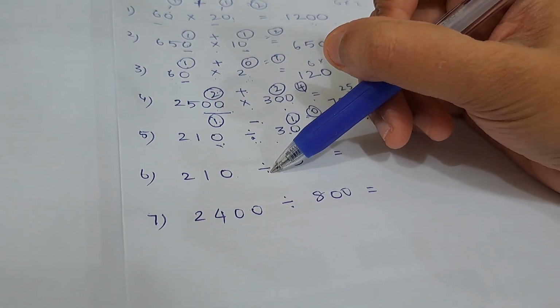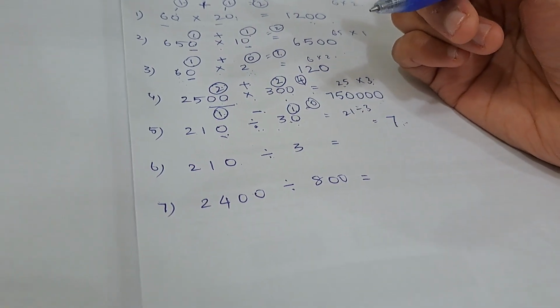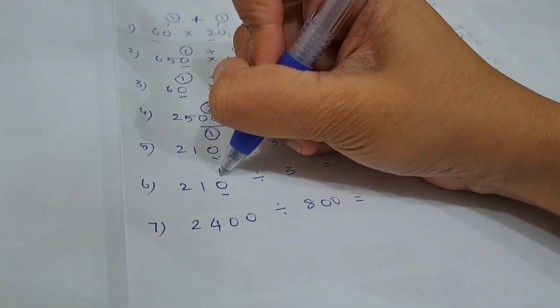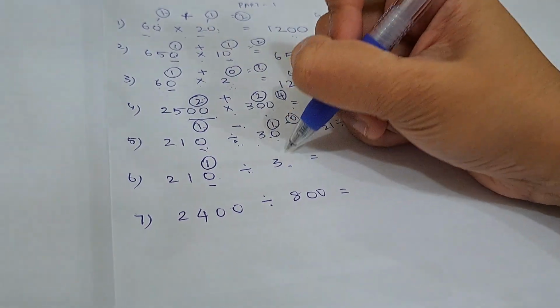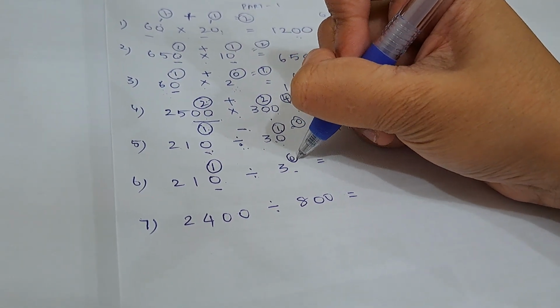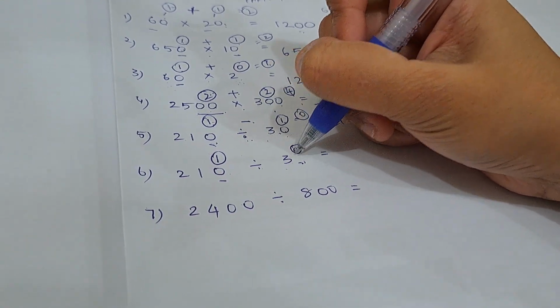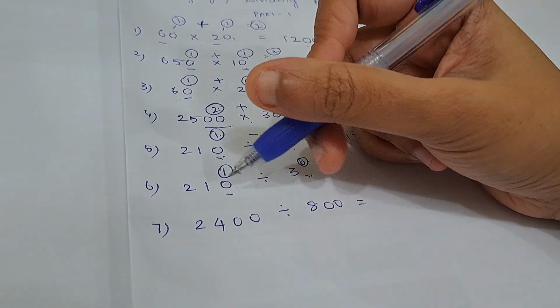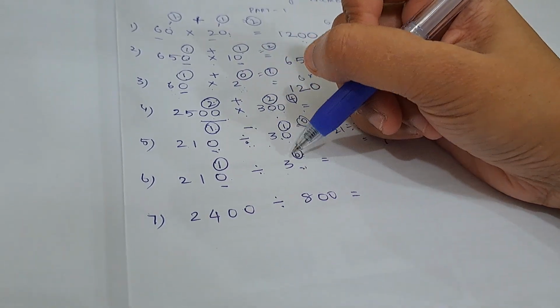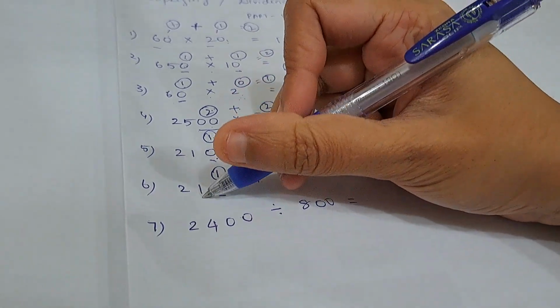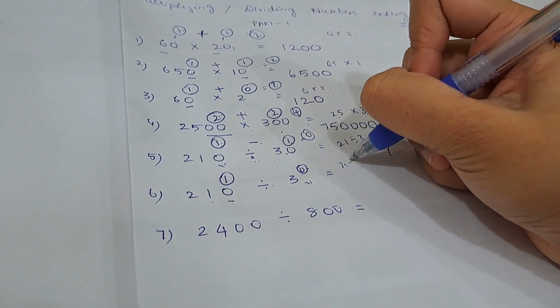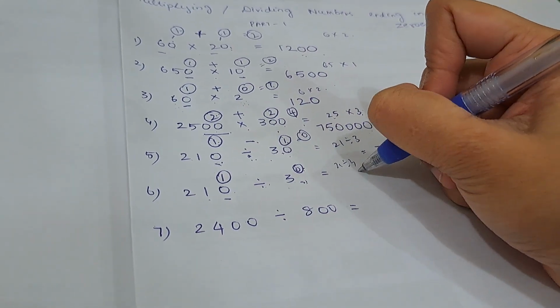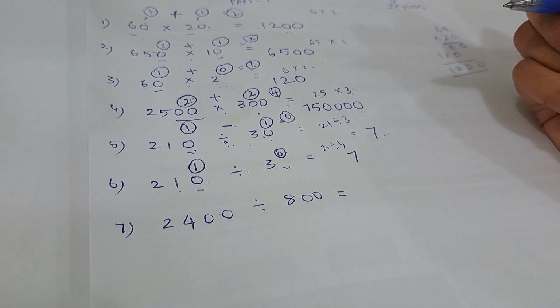210 divided by 3. Count the number of zeros in each number. 1 zero in this number and I don't have any zeros behind this number. So it is 0 zeros. So I have to divide excluding the zeros. 21 divided by 3, which will be 7 because 7 3s are 21.